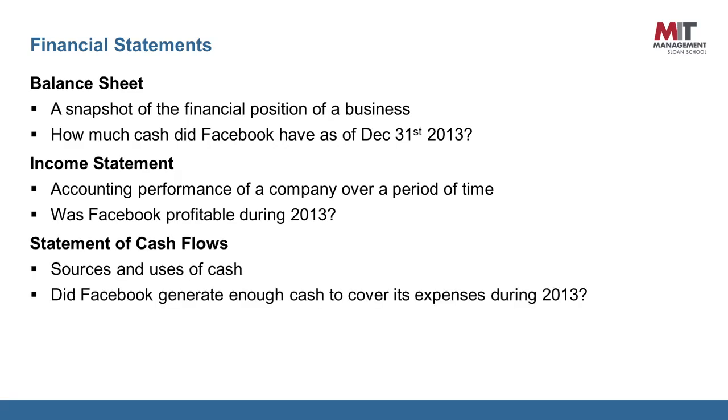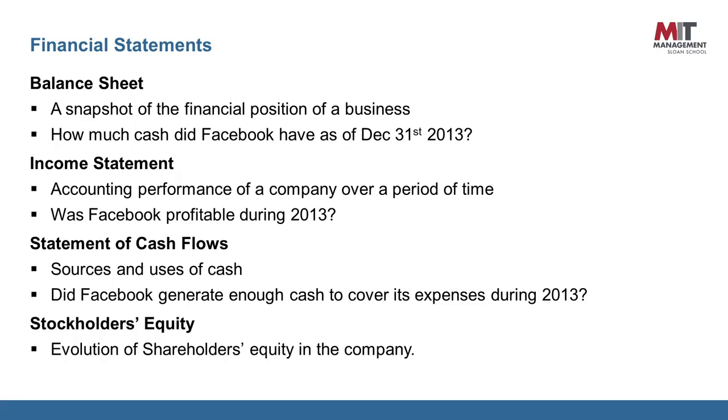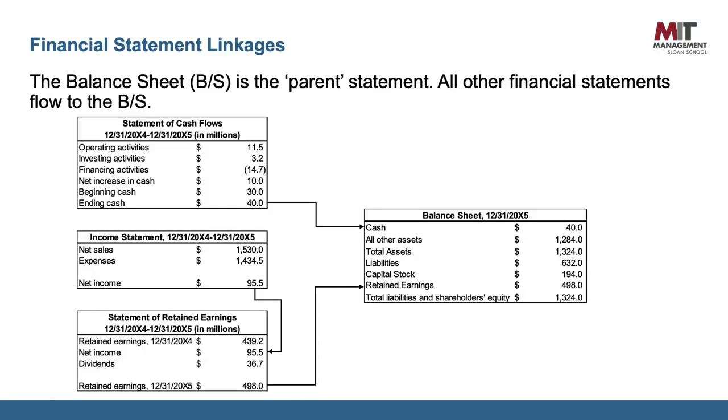The third component is the statement of cash flows. This records over a period of time the sources and uses of cash. Did Facebook generate enough cash to cover its expenses during 2013? That would be an example of a question that the statement of cash flows can answer. The final component is the stockholders' equity or shareholders' equity. This records the changes in shareholders' equity in the company.